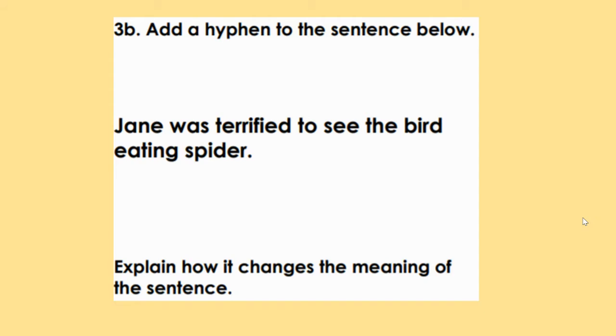So having a look at that sentence, if I put my hyphen between the words bird and eating, it would tell me that the spider is the one eating the bird. That would help to avoid ambiguity, and I would have formed a compound adjective because bird-eating is describing the characteristics of the spider.